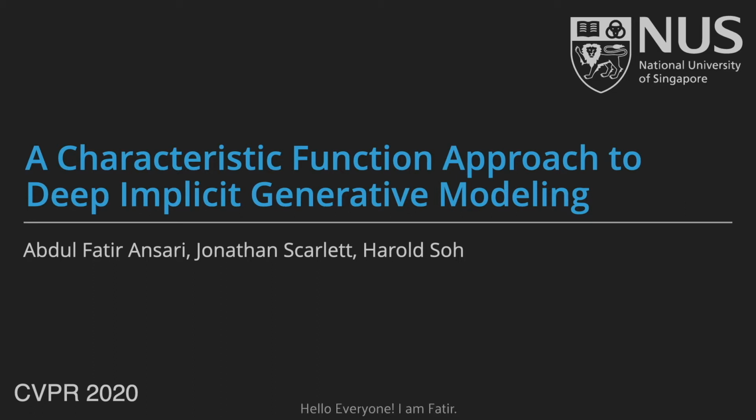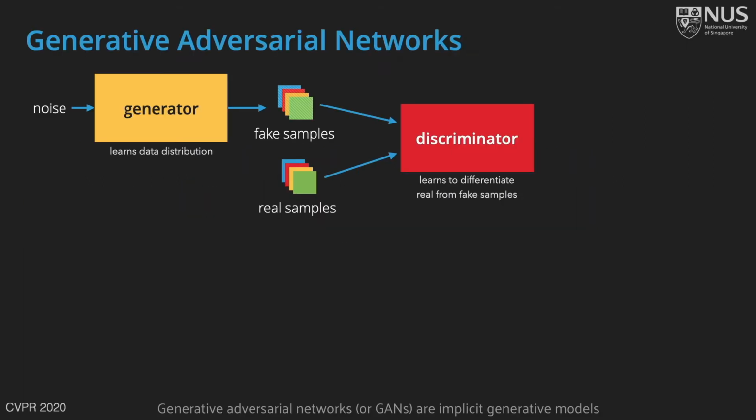Hello everyone, I'm Fatir. In this video, I'll explain our work on using characteristic functions to train implicit generative models. Generative adversarial networks, or GANs, are implicit generative models that learn a data distribution by learning to sample from it. A GAN is comprised of a generator and a discriminator.